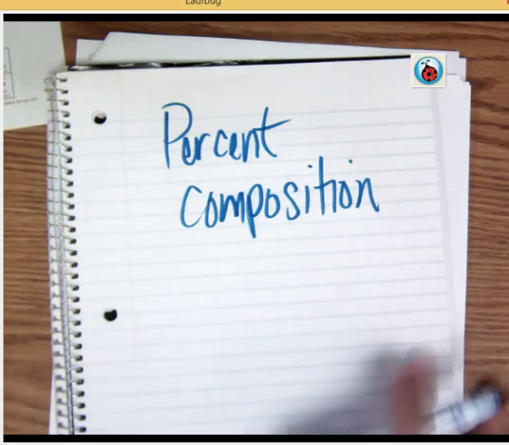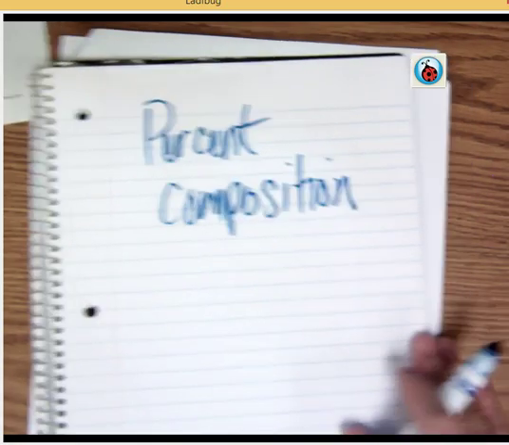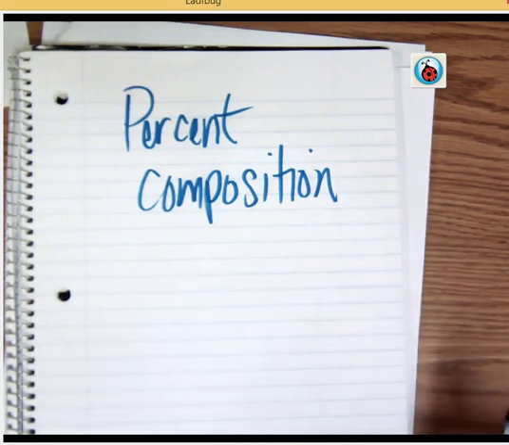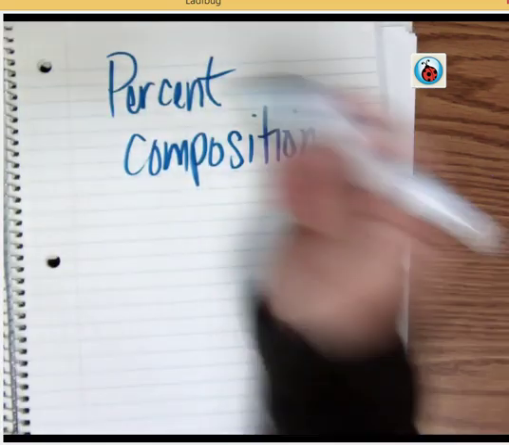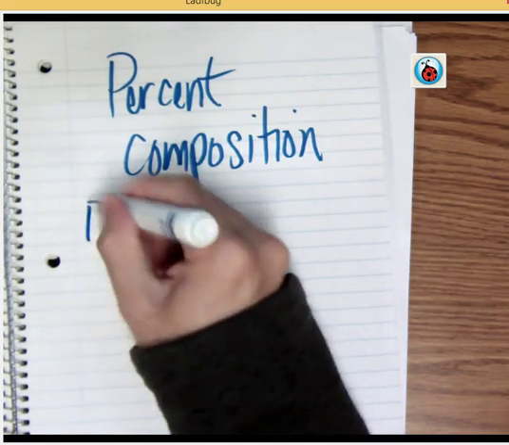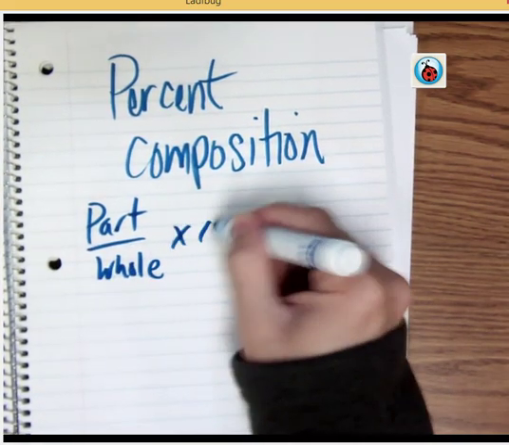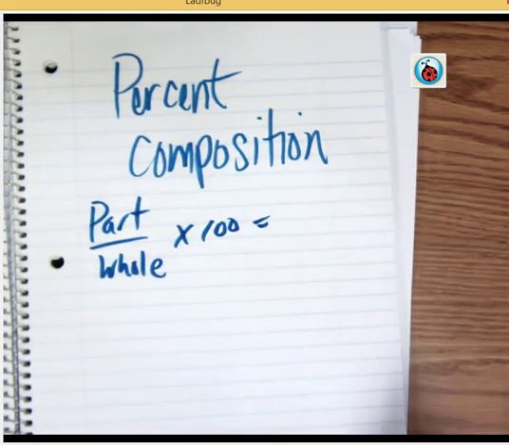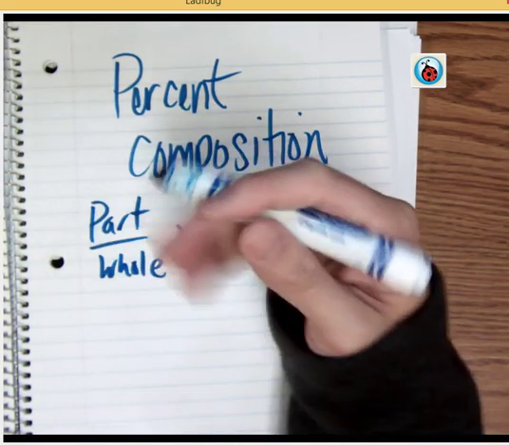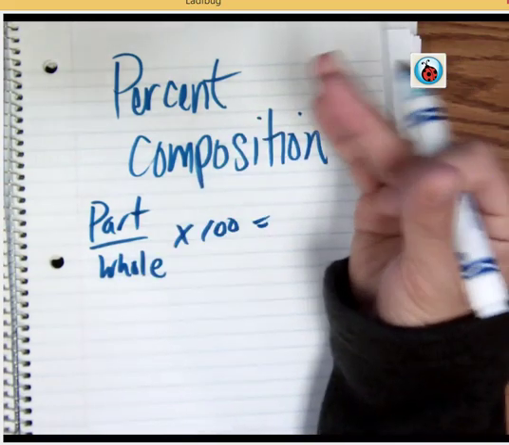Okay, new lesson today. It is called percent composition. What is percent composition? Percent composition is the parts over the whole, or the total, times 100. So it's like a fraction. What fraction of a certain thing is A? What fraction of a certain thing is B?